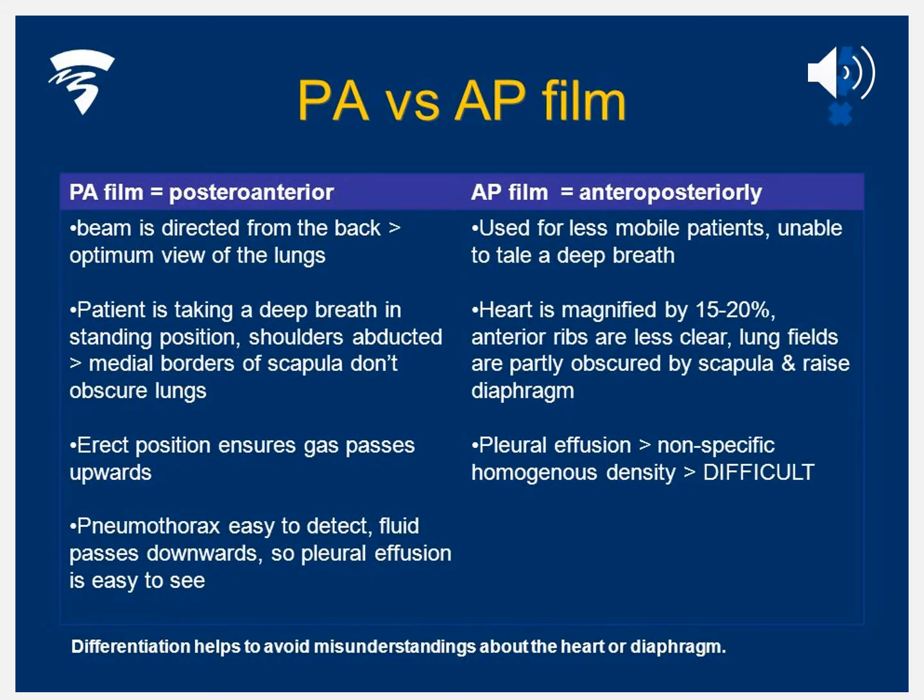So another slide comparison on PA versus an AP film. The main take home from this slide is that a posterior anterior erect view is the best way. It is going to cause the gas to travel up and fluid to travel down because of gravity, so it makes pneumothoraxes more evident and more able to be seen. Pleural effusions, hemothorax, all that is going to travel down. Whereas if you're in an AP film with a patient supine, that fluid may pull up posteriorly along the lung, and is a little difficult to see.